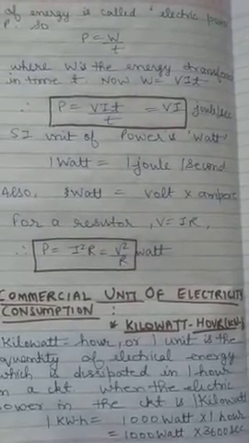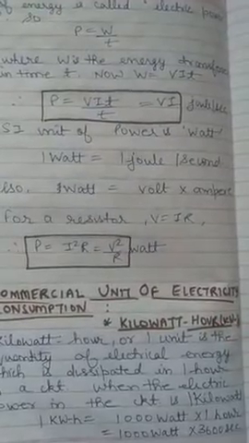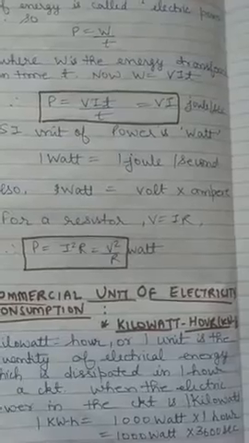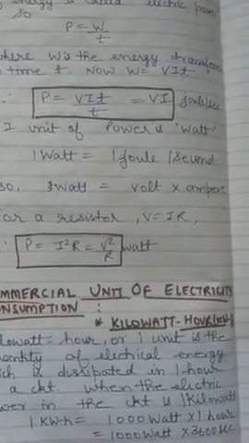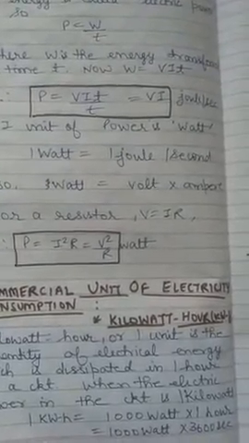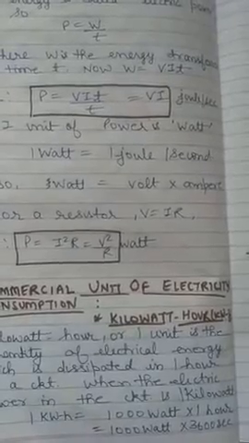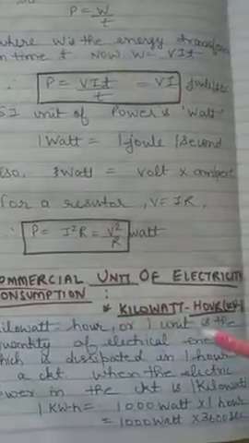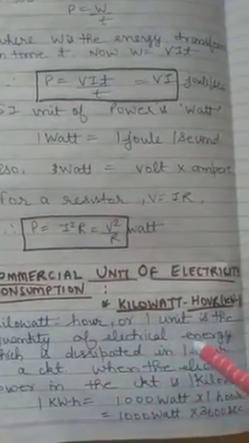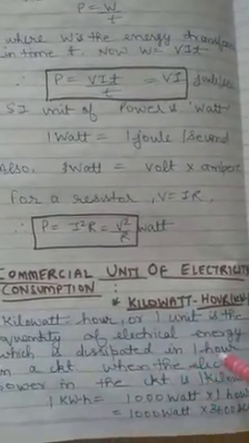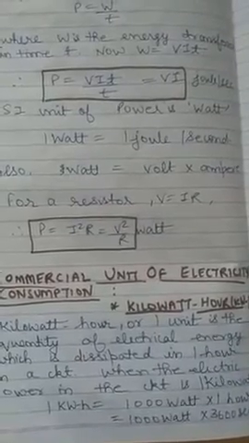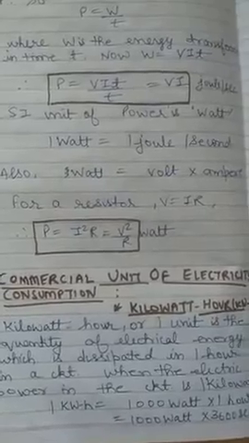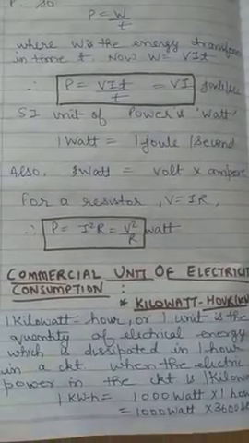In what unit? That will be the kilowatt hour, or we say 1 unit, that is the Board of Trade unit. So mostly people say the unit is the Board of Trade unit or kilowatt hour. So how do we define 1 kilowatt hour or 1 unit? It is the quantity of electrical energy which is dissipated in 1 hour.